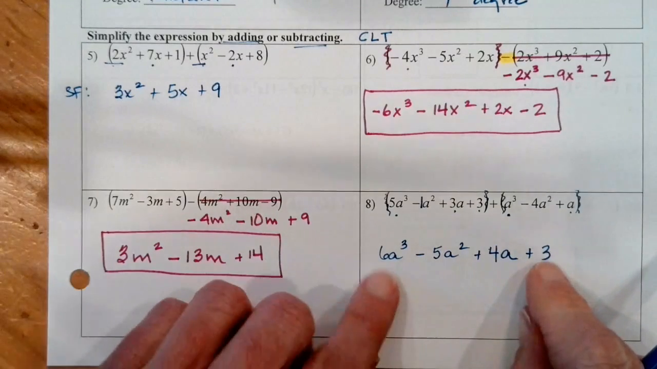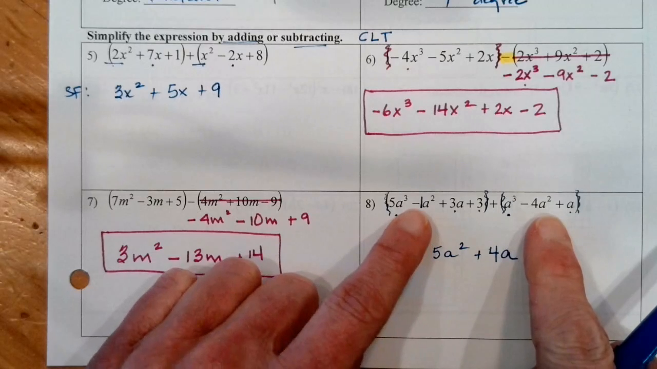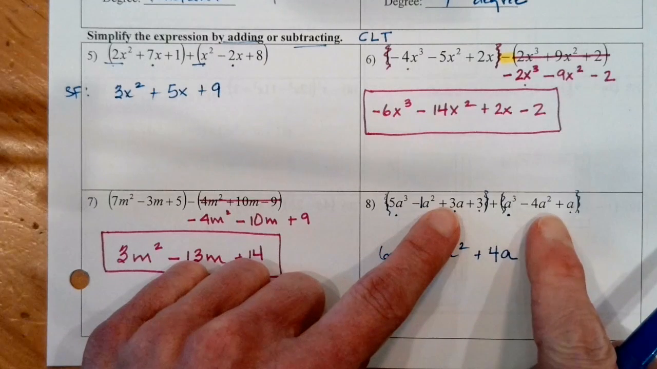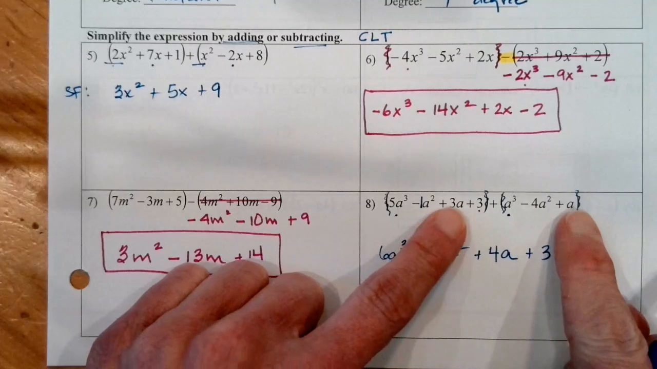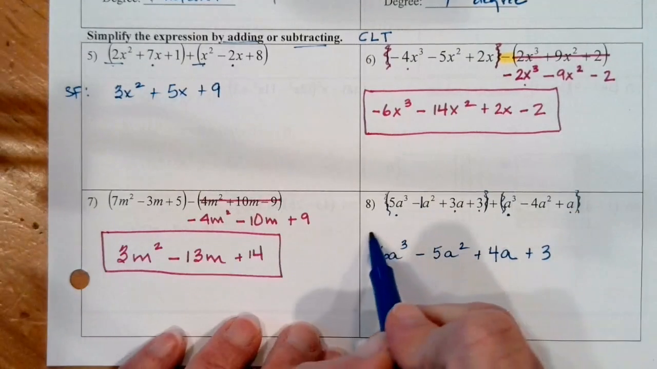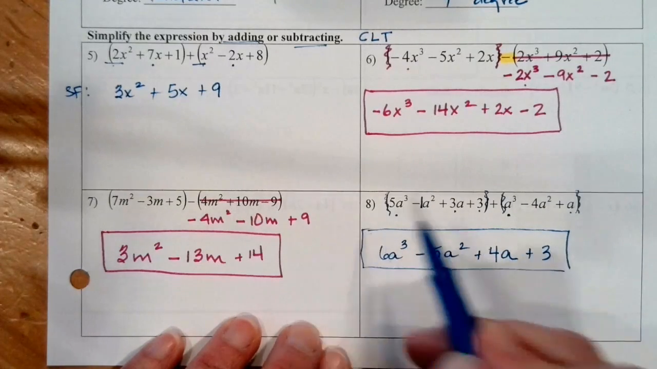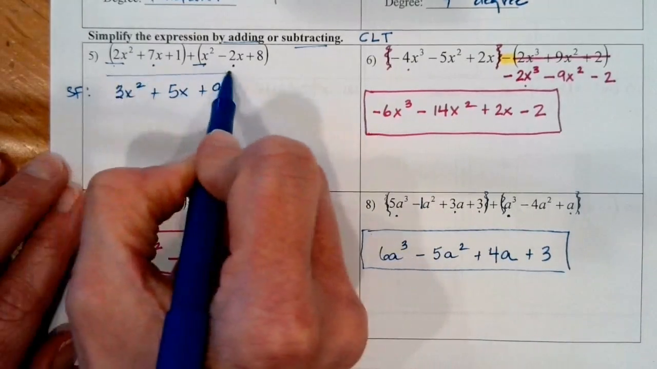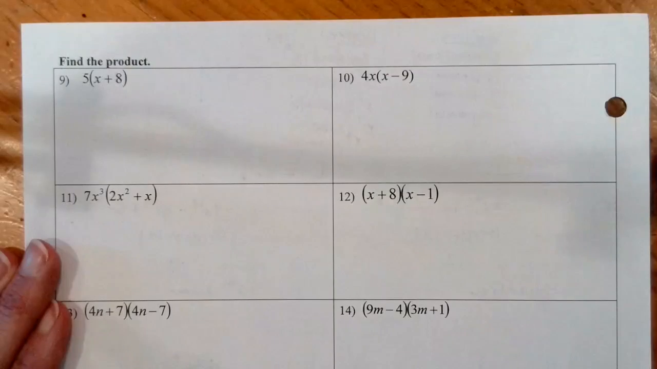I want to double check and make sure I got everything. That's positive 6, negative 5, my positive 3 plus this 1, a's, and then there's my 3. All right? So I've added my polynomials because I'm combining like terms. Sound okay? Let's go on to the next.